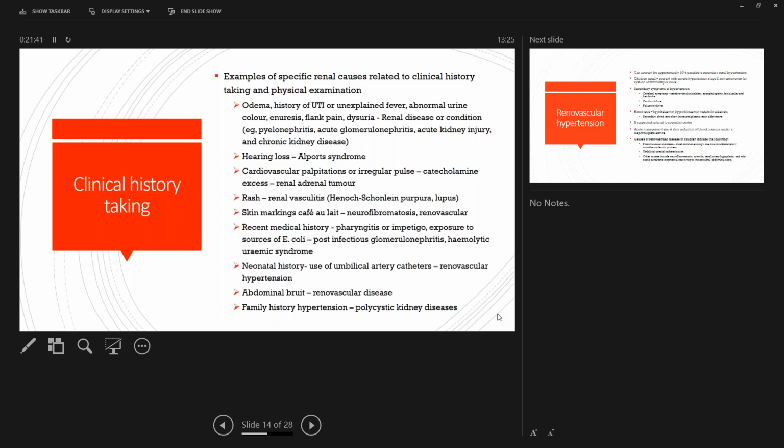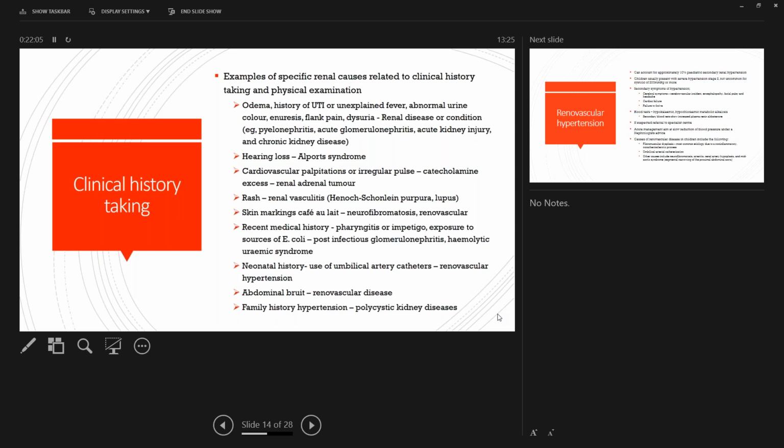Hearing loss is an important one. So Alport's syndrome specifically affects the kidneys, and this can present in later childhood, but hypertension is one of the primary presentations, and you usually get alongside this ongoing or worsening hearing loss. So this is something to look out for.